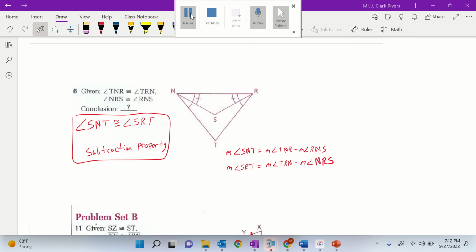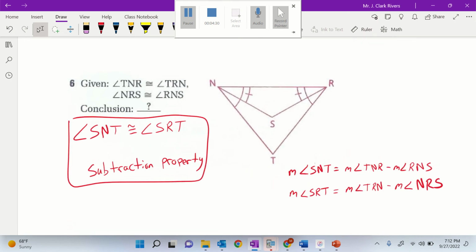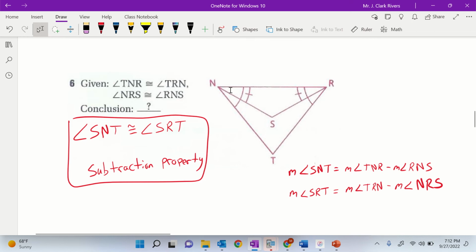All right, number 6, you might have said the division property. Let's talk about why it's wrong and why the subtraction property is the actual solution to this. Angle TNR, TNR is this larger angle here, is congruent to angle TRN. TRN is this larger angle here. Also angle NRS, NRS is this smaller angle here with the 1 tick mark, is congruent to RNS. RNS is this angle here with the 1 tick mark. Our conclusion is SNT, which is this, I'll just mark it up with this.